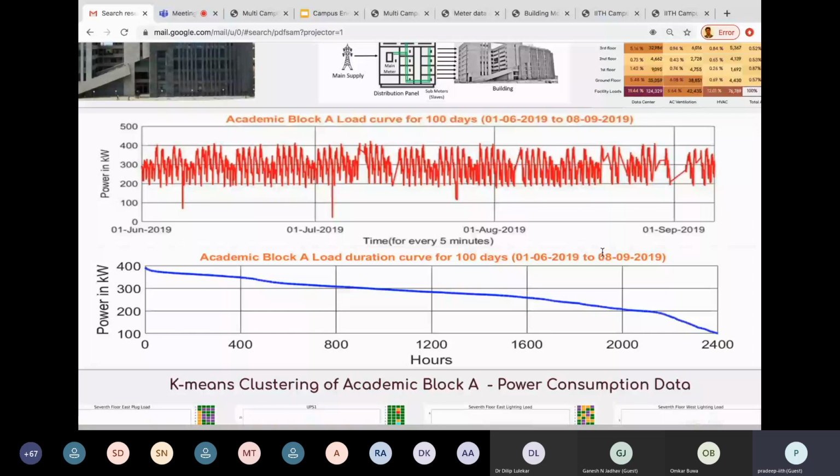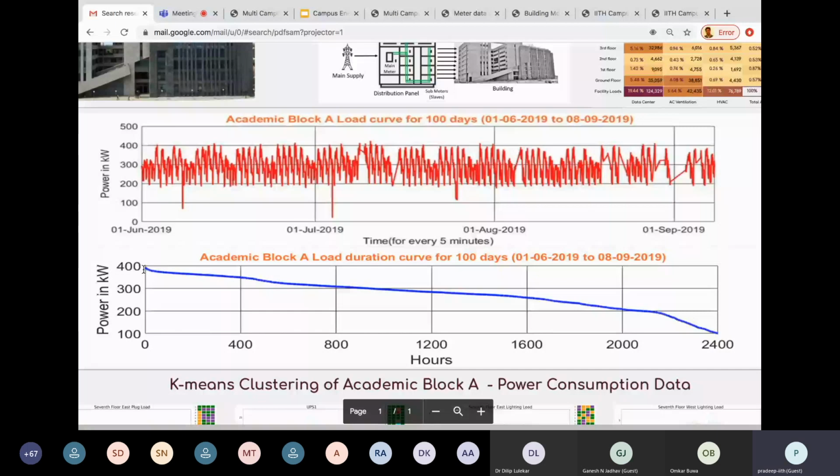For example, on this you can see 2,400. That means 24 into 100 days, 2,400 hours. Here the value is not zero. This is 100 kilowatt, so 100 kilowatt is definitely there for the entire 24 hours. That is a base load, we can say. Like that, we can say what the peak load is. Peak load is 400 kilowatt, for a duration of about a few hours, 100 hours like that.